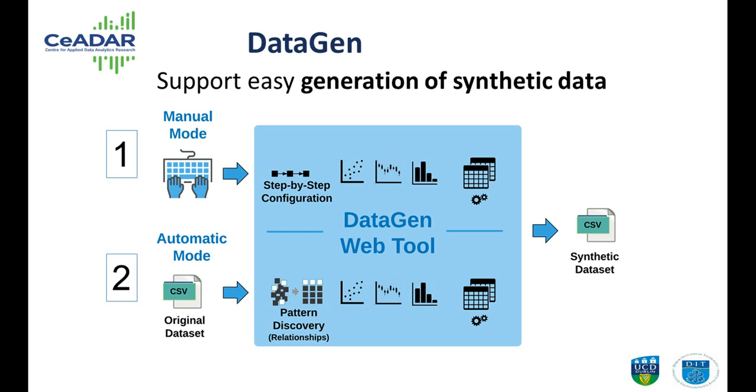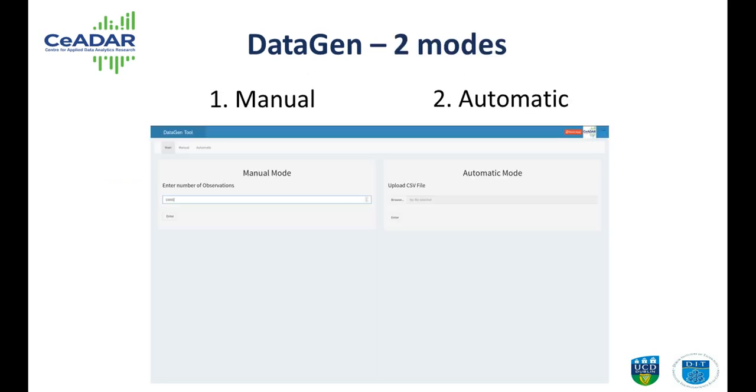DataGen can be used in two different modes, manual and automatic. Manual mode allows the user to specify feature and interfeature rules. Automatic mode is based on using an existing dataset for seeding the generation process. Both modes are available to the user, depending upon how they want to use the tool. In manual mode, the user goes straight into specifying the dataset characteristics. In automatic mode, on the right-hand side, the user starts by uploading the initial seeding dataset.